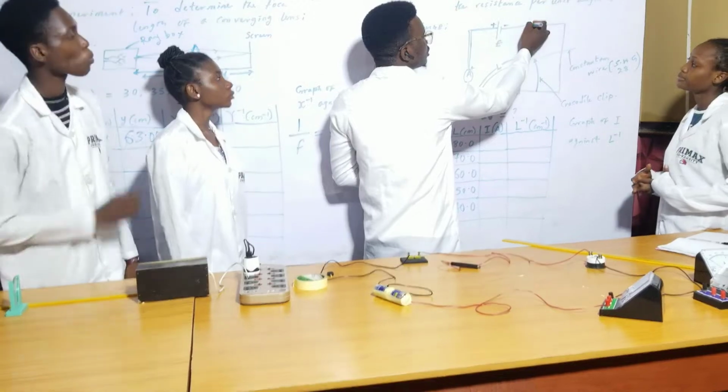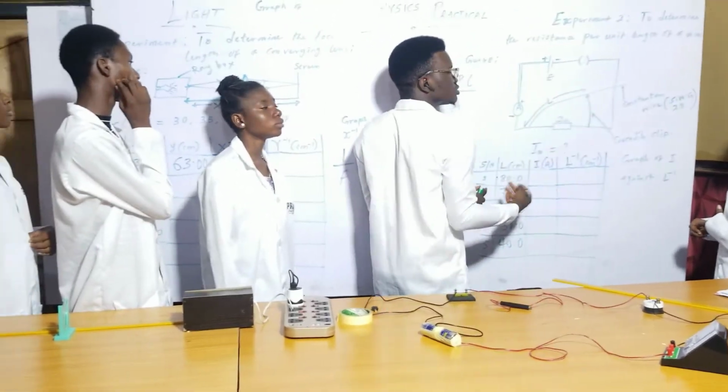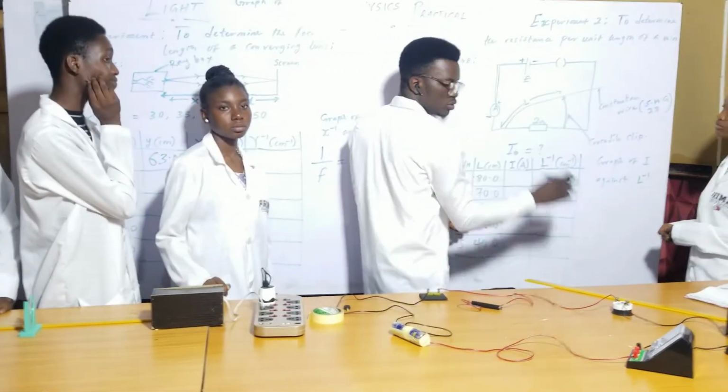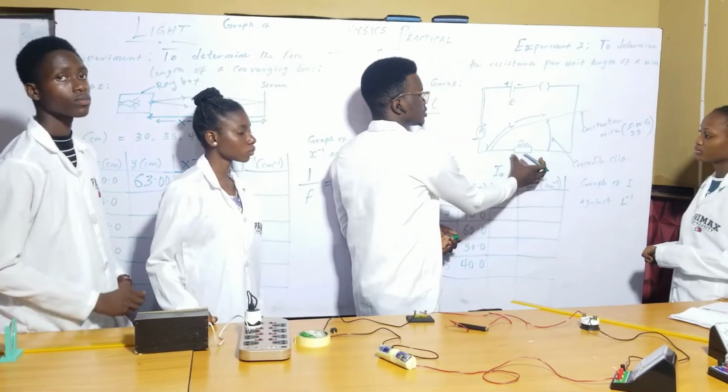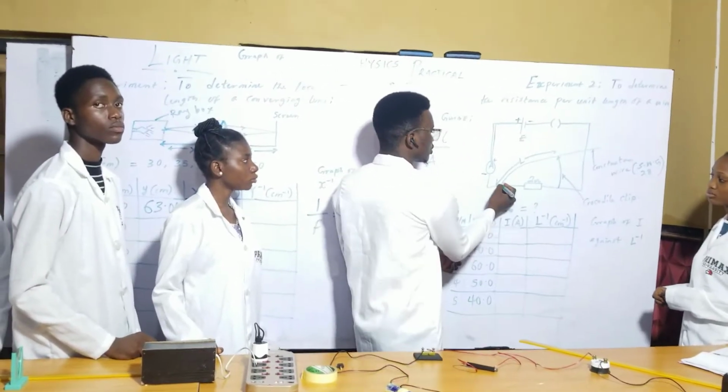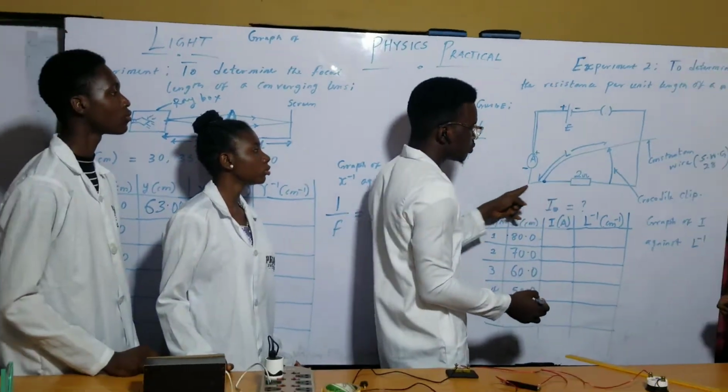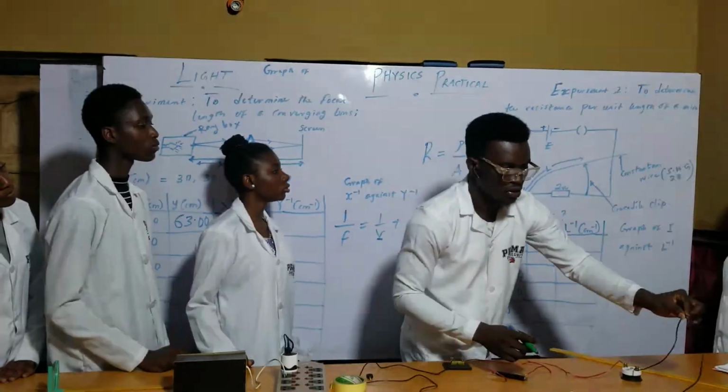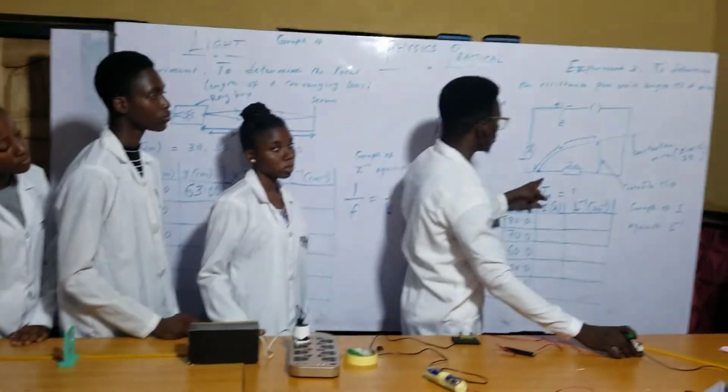So this is the key. You leave it on only when you want to take your readings. Then this is our 2 ohms resistor, it has been connected. Then this is the Constantan wire. The Constantan wire can be joined to the wire connecting the ammeter and the 2 ohms resistor.